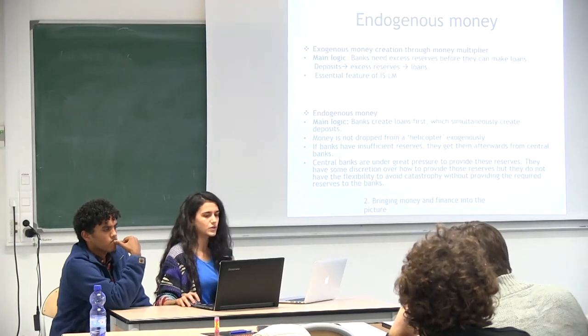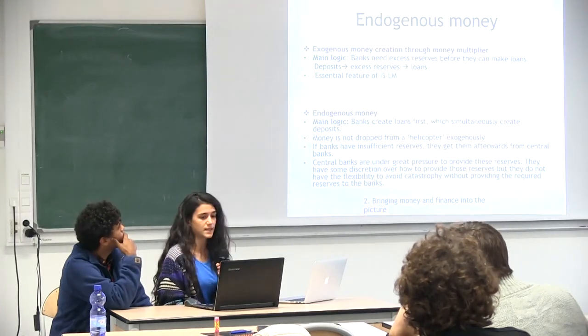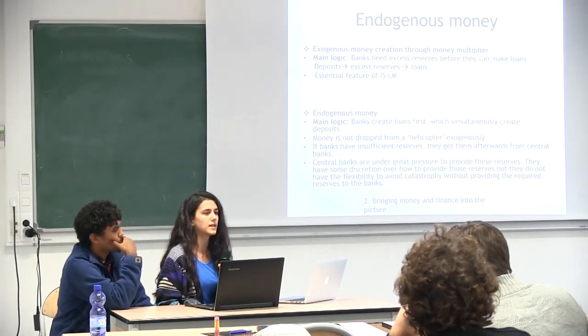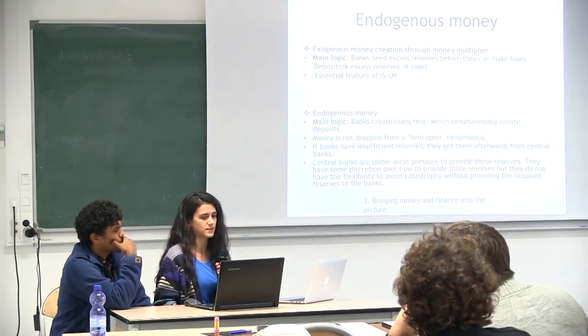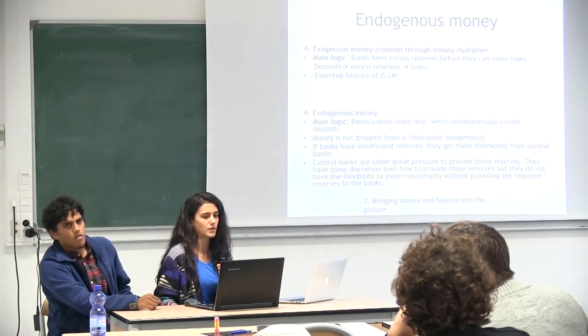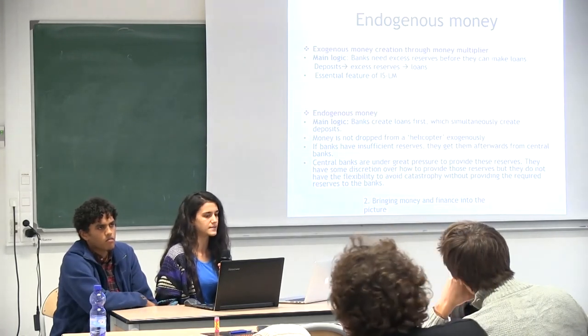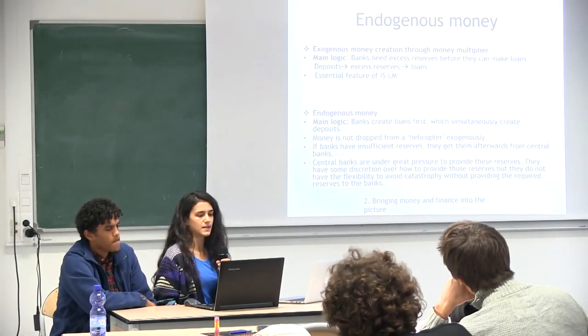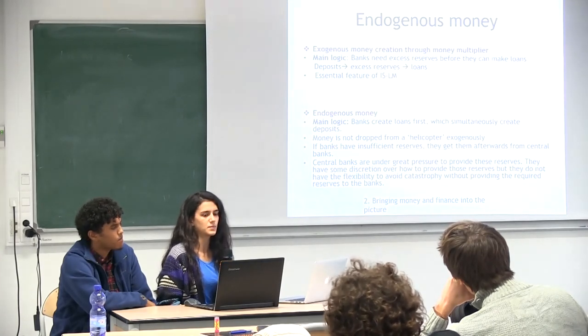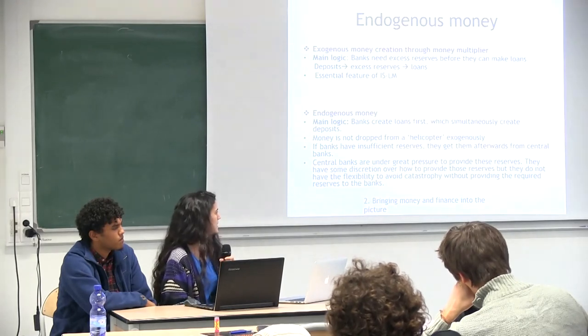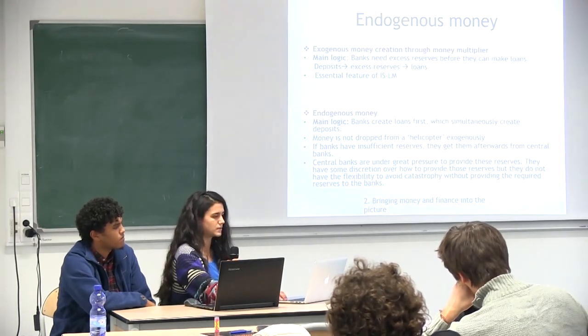Regarding endogenous money, as emphasized by post-Keynesians, the central idea is that banks create money through granting credit, which simultaneously creates deposits. And if banks have insufficient reserves to back the loans, then they are granted increased liquidity by central banks. Therefore, central banks provide these reserves because without them, banks would consistently run into liquidity problems.